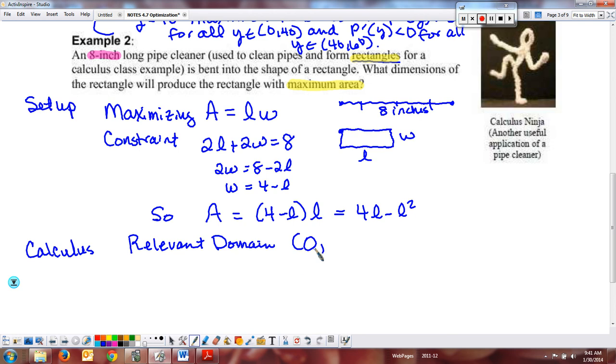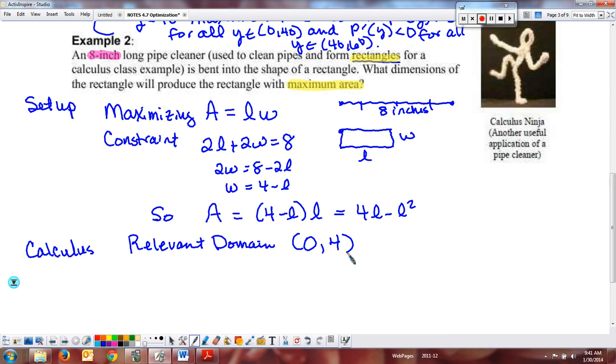Well, technically, if we're being really technical here, because there are 2 L's, you can have up to 4, but you can't include 4, because you have to have 4 for one side and 4 for the other. So you have to be a little bit less than 4 to have a little width to it. And that would probably be, again, our relevant domain.